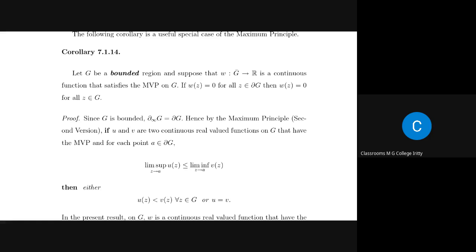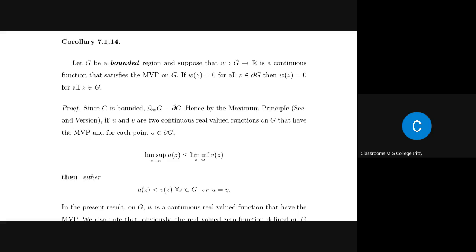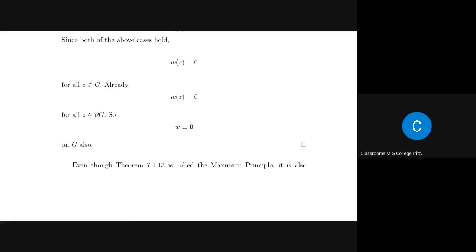Actually, in the statement of the corollary, we are not asked to show that W is identically equal to 0 on G closure. But automatically it follows because already we have W equal to 0 on del G, isn't it? Yes. Okay. Continue, please.